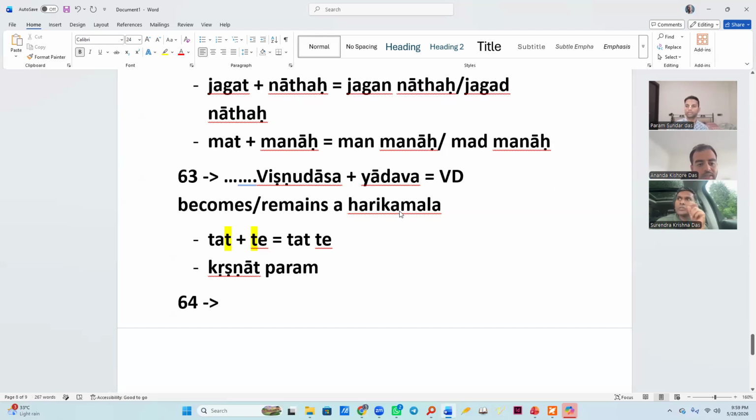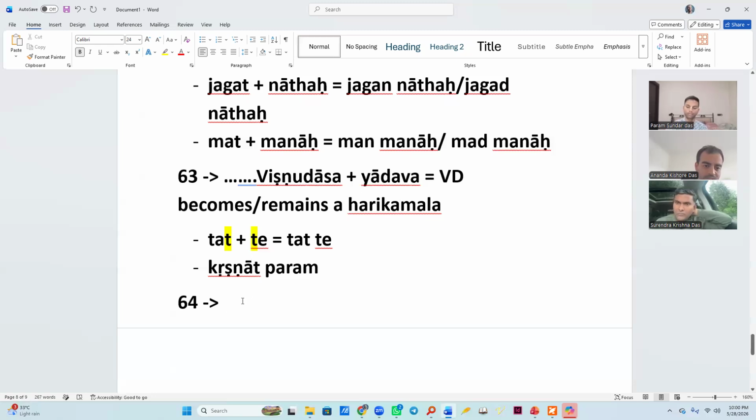My question is, if we have a Vishnu Dasa with the Hari Khadga and followed by another Hari Khadga, will it become Hari Kamala? Yes, then the Vishnu Dasa will become Hari Kamala. Yeah, the Hari Khadga letter will become Hari Kamala.